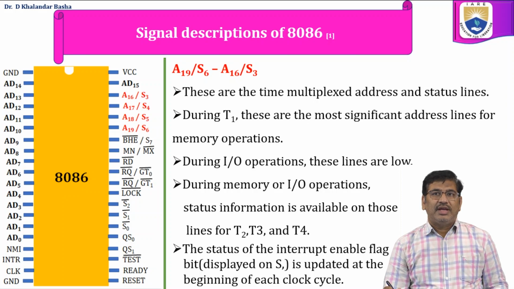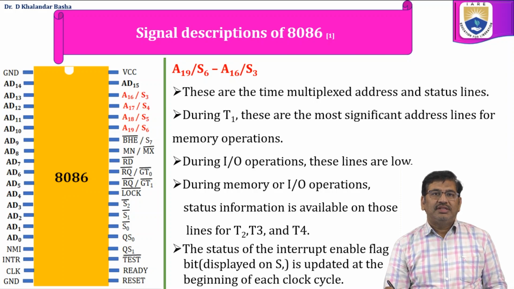The next signals we are having are A19 to A16 or S6 to S3. These are status signals and address signals. These are time multiplexed address and status lines. During T1, these are the most significant address lines of the memory operation, as the 8086 processor consists of 20 address lines. The data lines are 16 lines. AD0 to AD15 will consist of 16 address lines. The left out 4 address lines we can see on the lines A16 to A19.